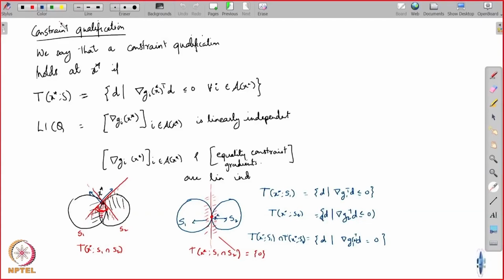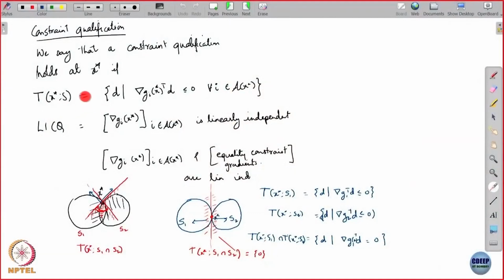Okay. All right. So, now go to a fresh page. All right. So, what did we conclude? We said that if you have a constraint qualification, then a constraint qualification basically ensures this. This is what I want you to remember: constraint qualification ensures that this holds.